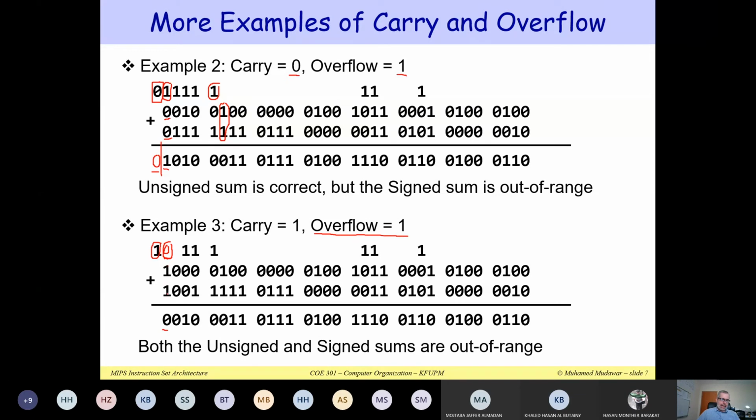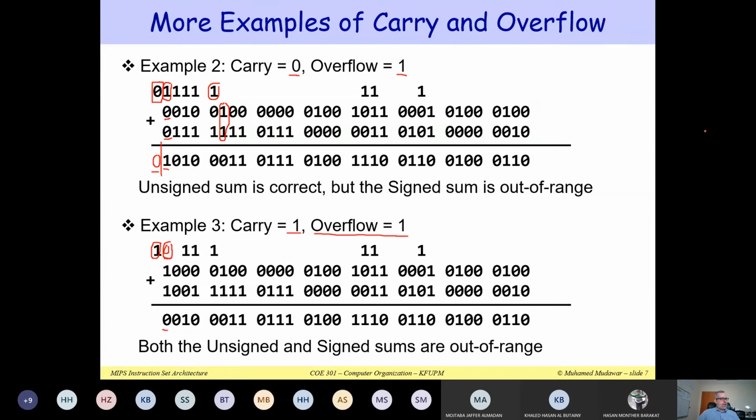You are adding a negative to a negative, and the sum is positive. It cannot be positive. It has to be negative. So this is an indication of overflow. And because we are getting a carry here, if you look at these two numbers as unsigned, the unsigned sum is also out of range. So both the unsigned and the signed sums are out of range in this example.